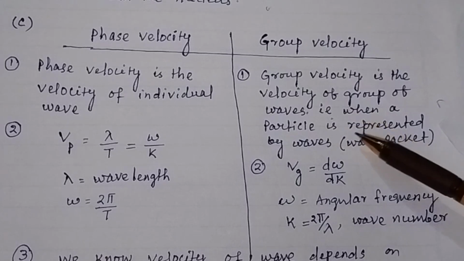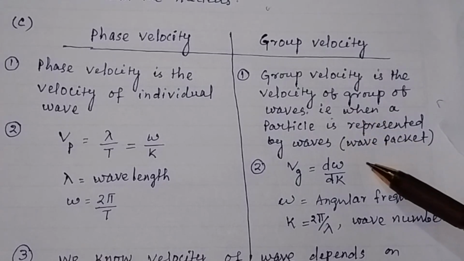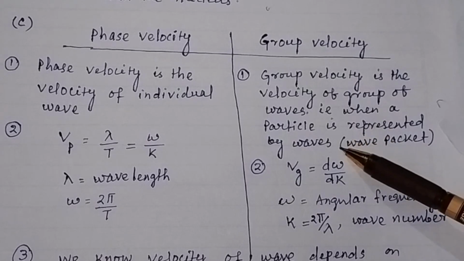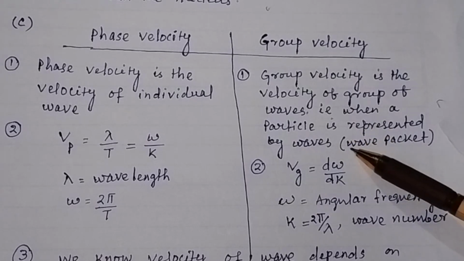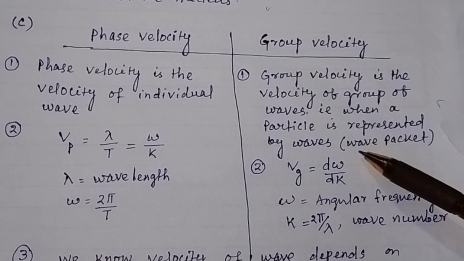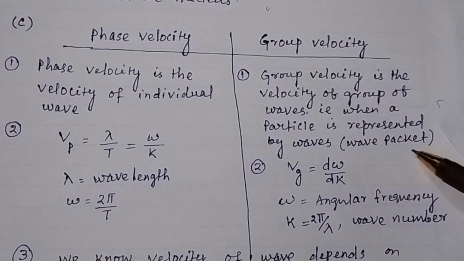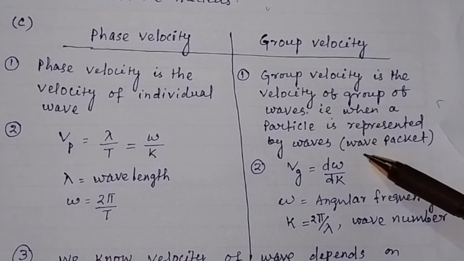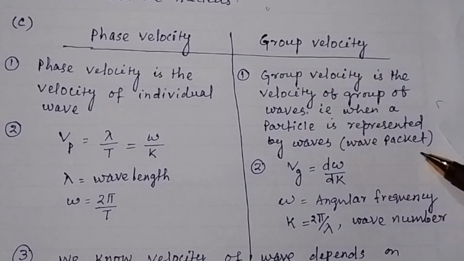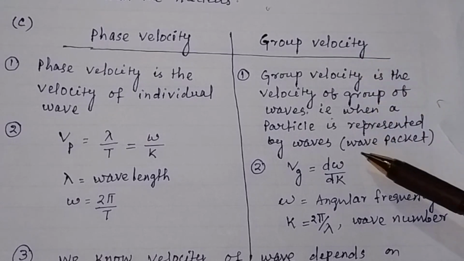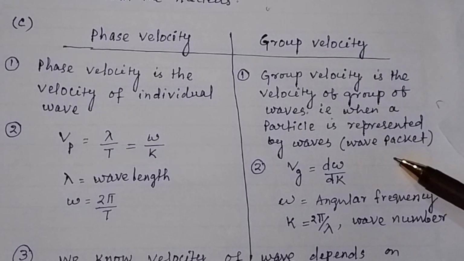waves. That is, when a particle is represented by waves in quantum mechanics, we represent a particle as a wave, and that is called the wave packet. The group of waves is called a wave packet. When you consider a particle as a wave, those waves are called a wave packet. And we use group velocity in wave packets.